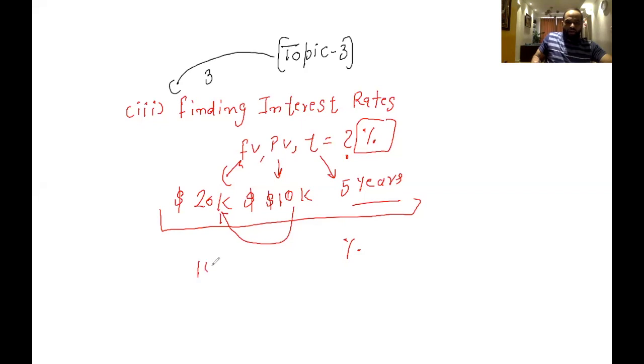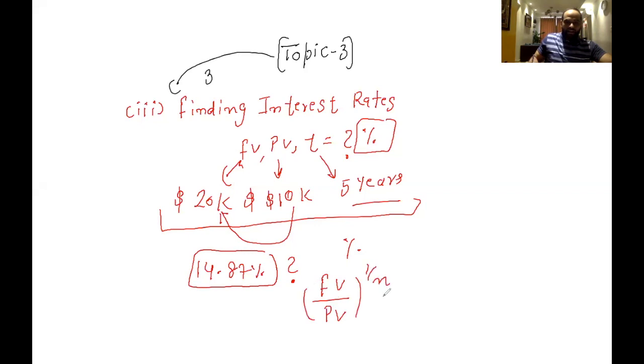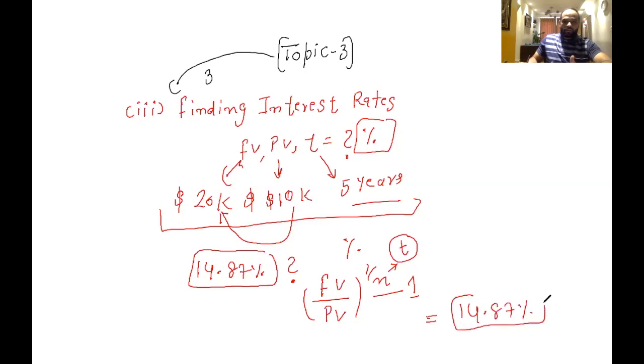So we need 14.87%, right? So how did we get this one? We have a formula, which is future value divided by present value, to the power of 1 over n, minus 1. N means time. You can call it t or n, whatever you like. So future value is 20,000, present value is 10,000, n is 5. So (20,000 divided by 10,000) to the power of 1 over 5, minus 1. If you solve it, you will get 14.87%. Right? So this is the special application for finding an interest rate.